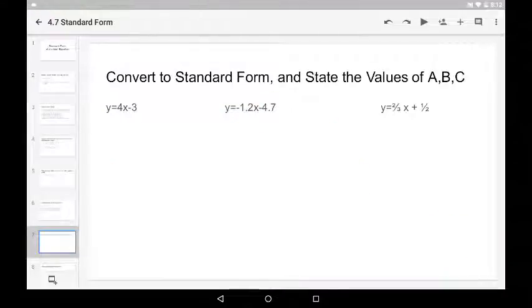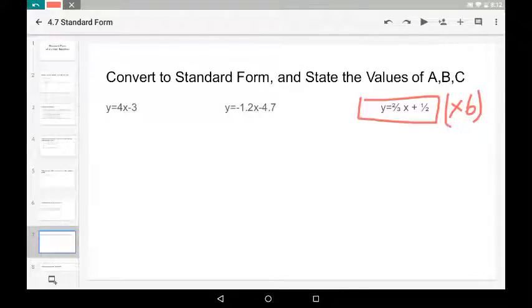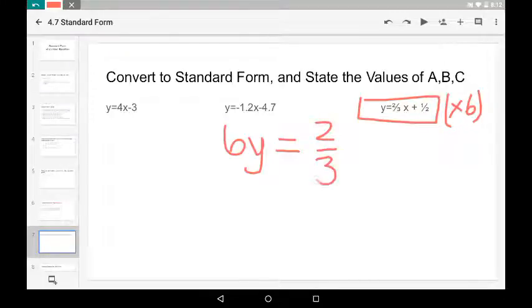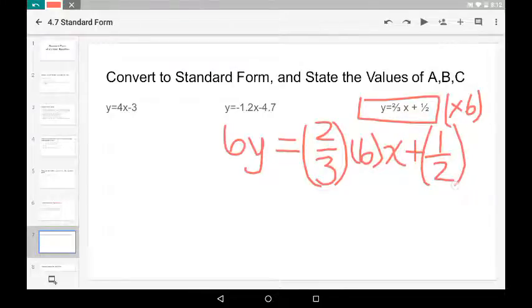Okay, so let's do the final example. Now we have some fractions. We have a fraction for our m, our slope, and we have a fraction for our lowercase b, which is our y-intercept. So the fraction here has a 3 on the bottom, this one has a 2 on the bottom, so I'm going to multiply everything by 6, because 3 times 2 is 6, the least common denominator. So I'll get 6y is equal to 2/3 times 6 times x plus 1/2 times 6. Every term has been multiplied by 6.